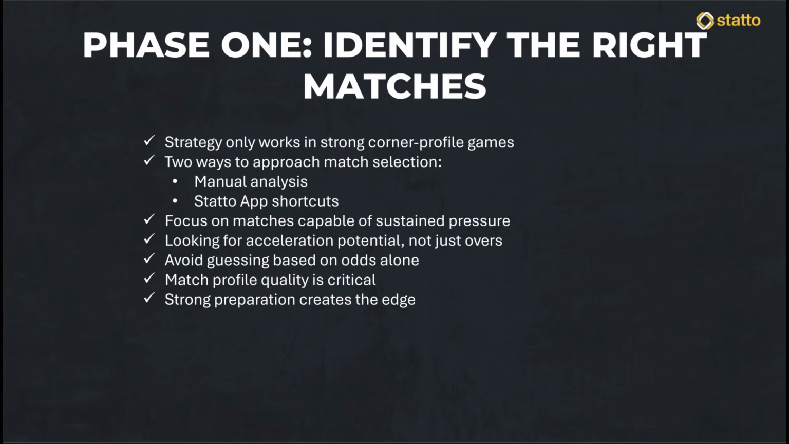When I first started out, I used to ignore this completely. I'd just look at odds, pick a line that looked decent, and place the bet without any real thought behind the match itself. And more often than not, I was just guessing. I would think, surely this one will have lots of corners, and that was it. It wasn't until I started focusing on the actual match profile that things began to change. So either way, you need to approach this with a good idea of the corners projection for the match. No guessing.